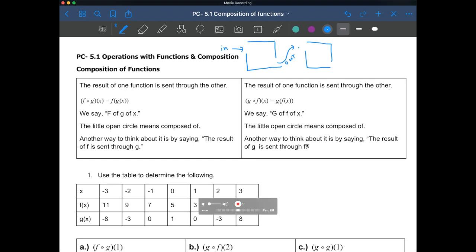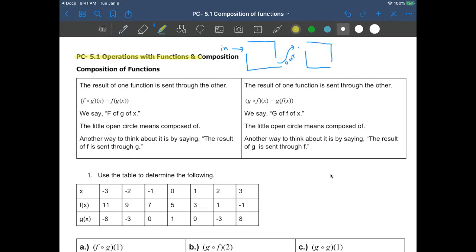Today we look at composition of functions. This is another operation that we can do with functions. What we will see is something like this, f of g of x. We can also rewrite it as f of g of x, or g of f of x, or write it like this, g of f of x. This open circle means composed of, or the composite of. It doesn't mean multiply.